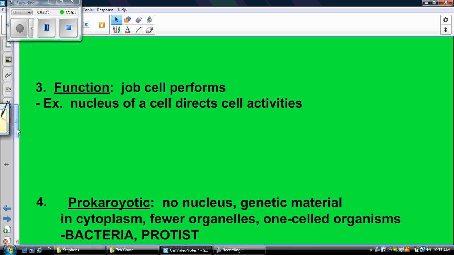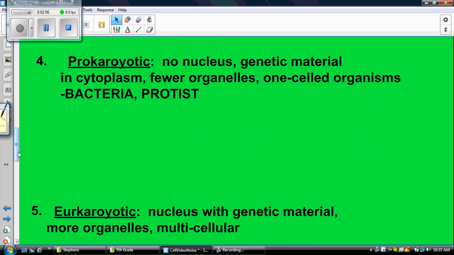Okay, so again, function is the job a cell performs. So just like we were talking about with a muscle and a nerve cell, their shape is different because their job is different. So the shape of a muscle cell is long because it has to contract and relax. Nerve cell looks kind of like a spider web because it has to send and receive messages. Same thing with a part of the cell. It's going to look very different. The nucleus is going to look very different from another type of organelle in the cell.